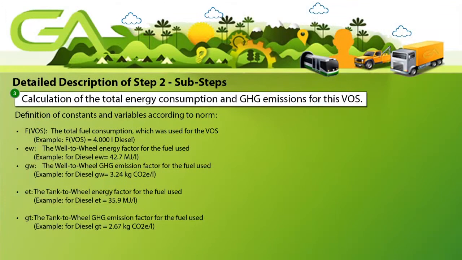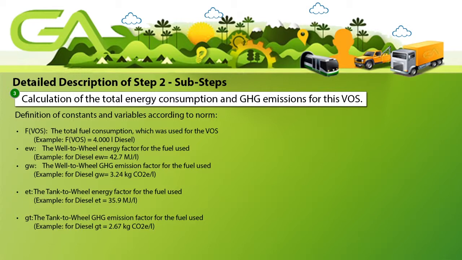In the third subsection of our calculation for the VOS energy consumption and GHG emissions, we'll look again at the definition of constants and variables. In accordance with the standard, we can perform the following designations. The constant FVOS is accordingly the total fuel consumption which was used for the VOS. As a constant variable example, we could set up the following equation.